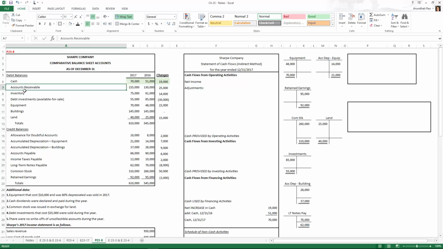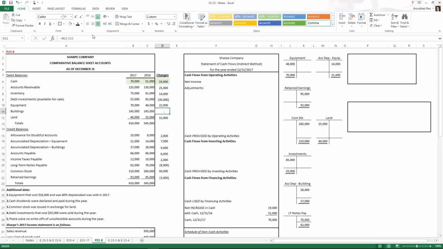I have accounts receivable, inventory, debt investment, equipment, building, and land. Under credits, I have accounts payable, income tax payable, long-term notes payable, common stock, and retained earnings. Once again, building, we have nothing to worry about because this number has stayed the same. However, I may have sold a part of a building, and for the exact same amount, I may have made a purchase. The only way I'll know that is by looking at the additional data. So I start with that.